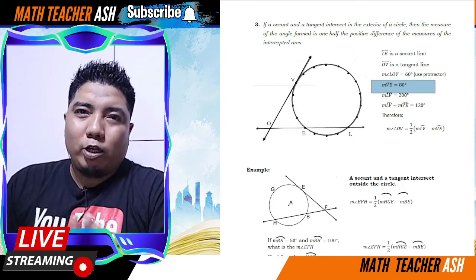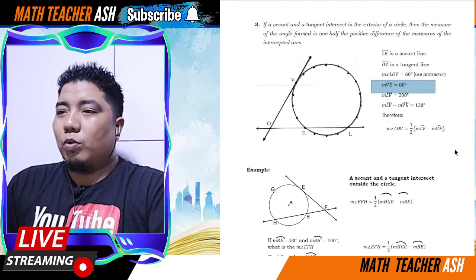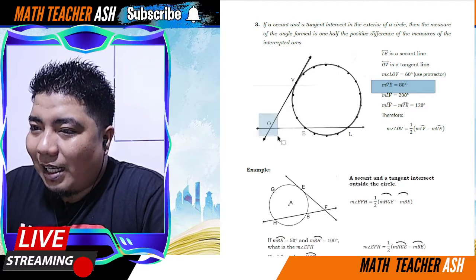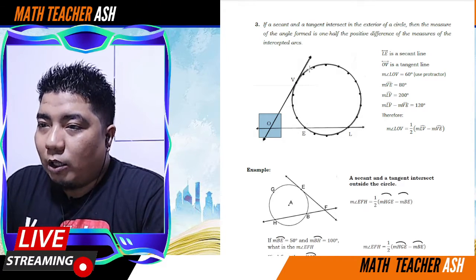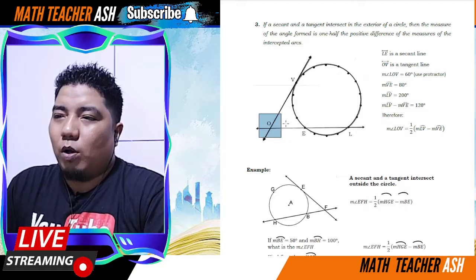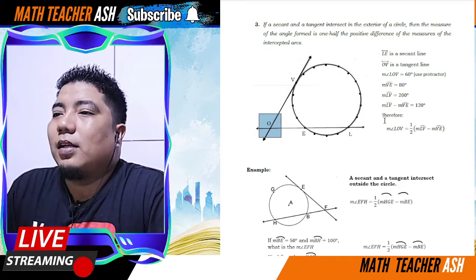Ayan. So, ima-minus mo si 200 at si 80. Ang lalabas ay 120. Divide by 2. And the answer is 60. At ito yon. Okay? So, si angle O. Dito ha, VOE or VOL, depende sa ano mo. That is 60 degrees.